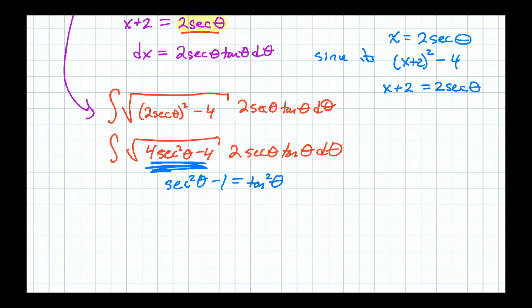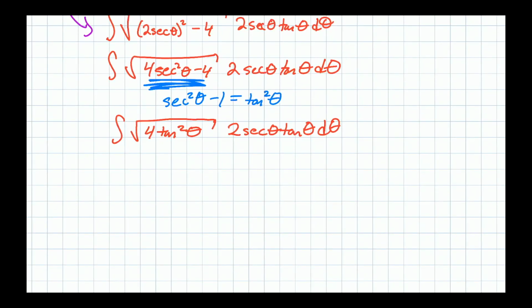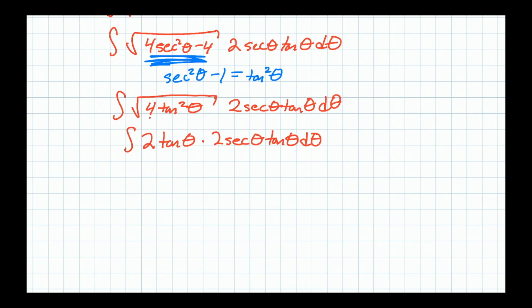So I get the integral of the square root. I'm not factoring out the 4 this time. I know I'm just going to have the 4 there. And then tangent theta squared. And then 2 secant theta tangent theta d theta. Let's square root this. You square root the 4, you get 2. You square root tangent squared, you get tangent. Again, technically you don't, but we are not caring. So you get all this.